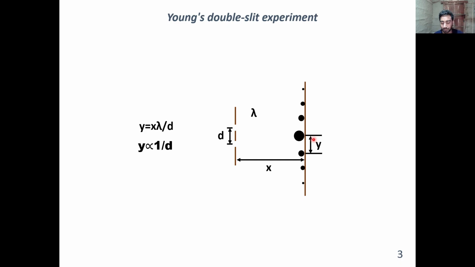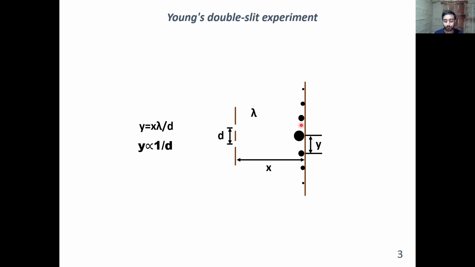So first of all, Young's double slit experiment. I will not go into the full theoretical derivation or anything else. I will just show you the fundamental concept. So this is the equation: y equals x lambda by d. Here d is the distance between the slits and lambda is the wavelength used to perform the experiment.